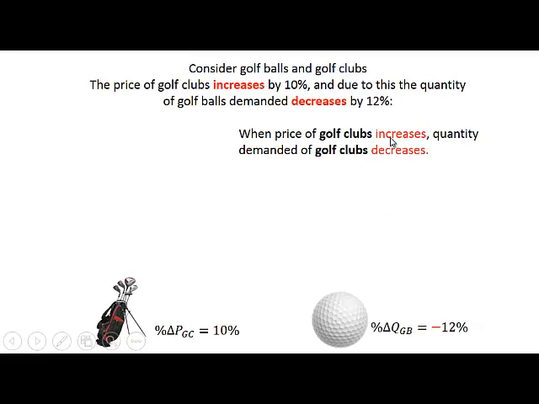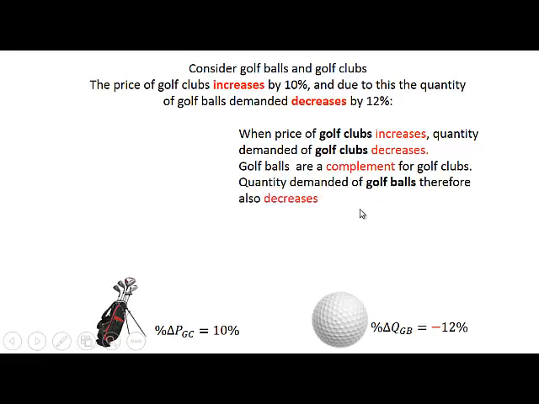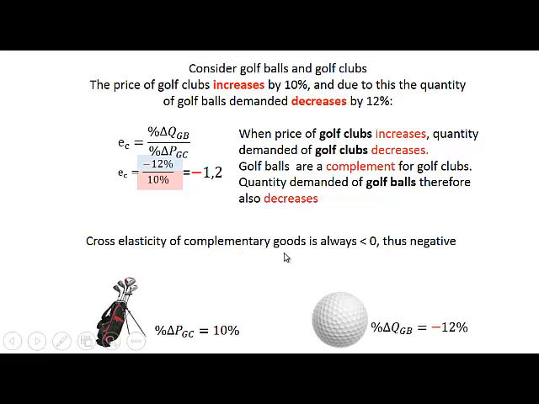So when the price of golf clubs increases, the quantity demanded of golf clubs decreases, a movement along the demand curve for golf clubs. Golf balls are used with golf clubs, they are a complement for golf clubs. So the quantity demanded of golf balls will therefore also decrease. So cross elasticity of demand is the percentage change in the quantity of golf balls, minus 12, divided by the percentage change in the price of golf clubs, 10%. That gives us minus 1.2. So the cross elasticity of complementary goods is always less than zero. It's always negative because these two will change in opposite directions.